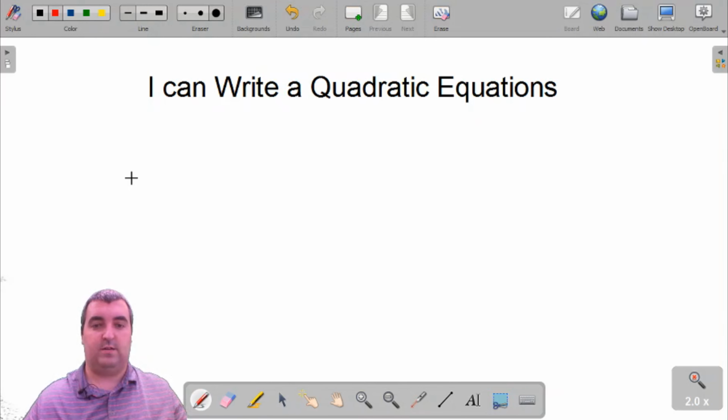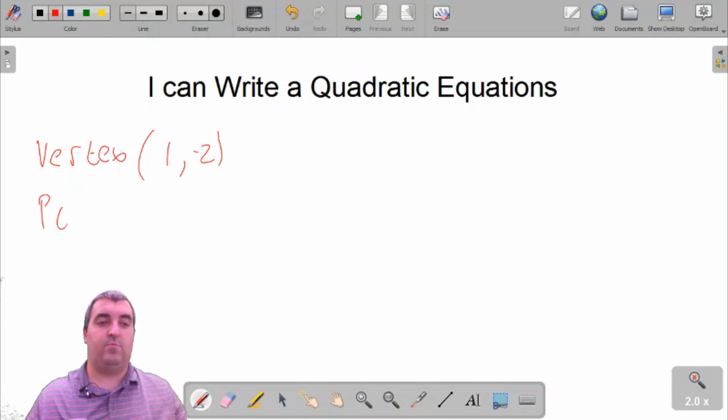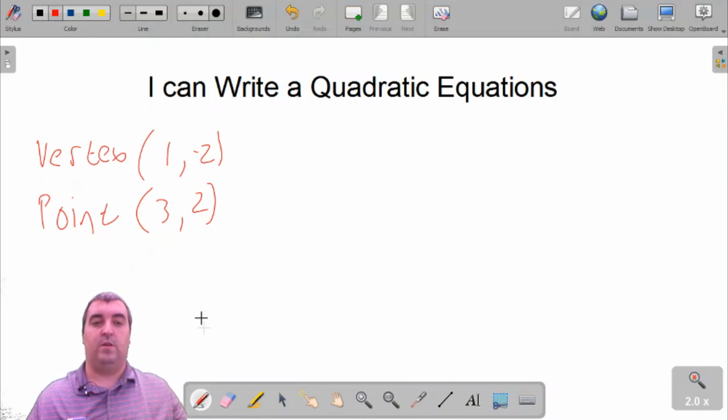is, let's get this working. There we go. So the first way is if you are given a coordinate point and the vertex. So if you are given the vertex as, let's say, 1, -2, and just a random point, and this point can be anything other than the vertex, so they can't give you the vertex twice, 3, 2. What we're going to do is start with thinking, oh, well, it's the vertex, so let's start with vertex form.